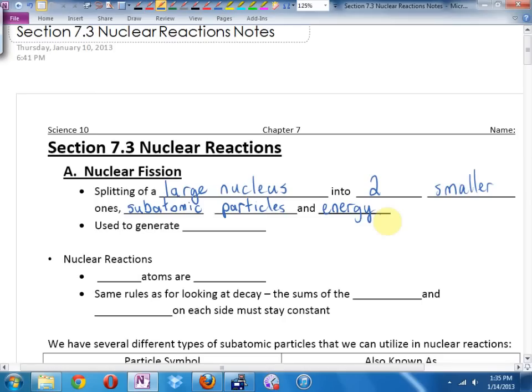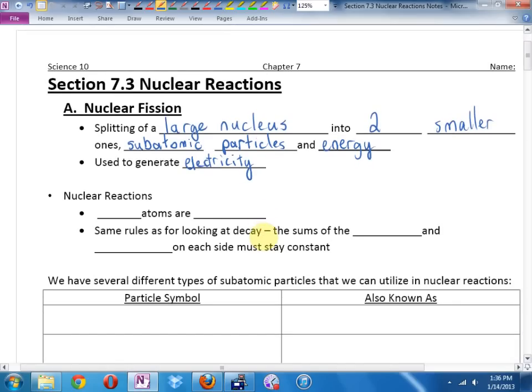Amazingly, barely any in one small reaction. If you split one atom, you get almost no energy, a tiny, tiny bit of energy. Oh, but if you split several trillion of them, it adds up. It adds up. Used to generate electricity in a nuclear reactor. Well, it's more complicated than that. What we really do is, in a nuclear reaction, when we use nuclear fission, the energy is given off mostly as heat. We use the heat to heat up water and turn it to steam. We use the steam to turn a turbine, which then turns a generator, which is where we get electricity.